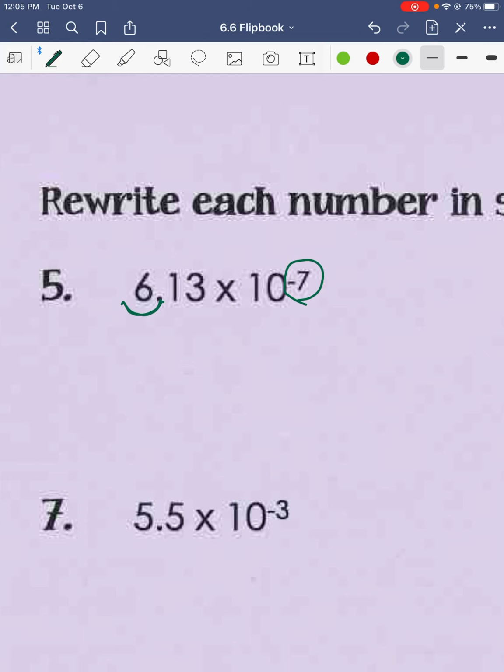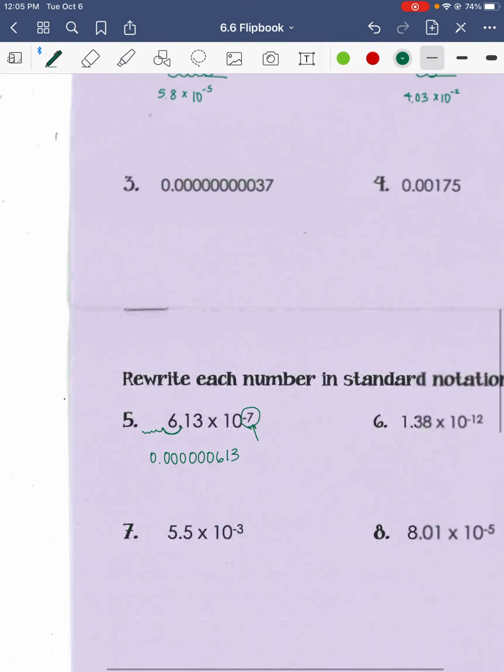So we move it once to get it over the 6, and then 6 more times. So we can write 0 point, and then we're going to have 6 zeros, 1, 2, 3, 4, 5, 6, and then our 6 here, that will be the 7th position. There we have our 7, and then we'll just write what's after it.